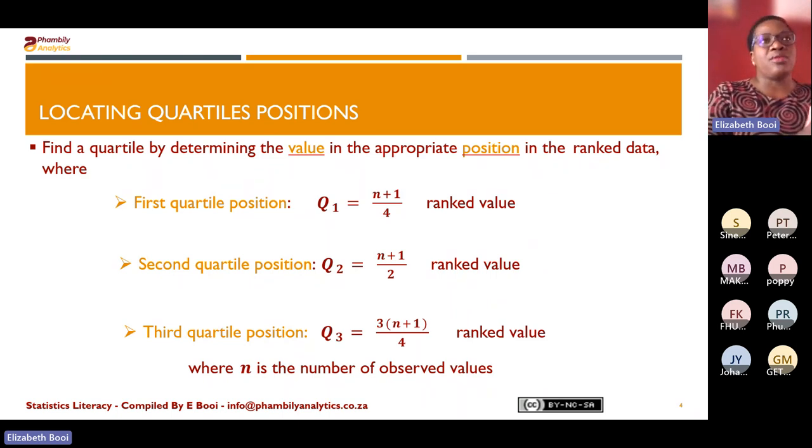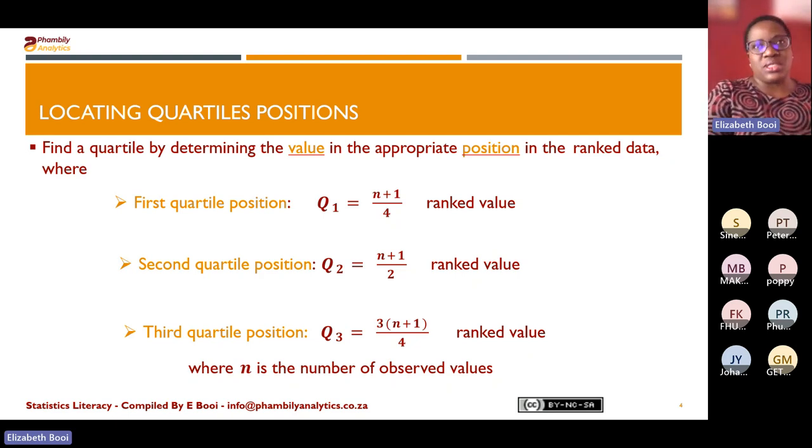To find the first quartile, we use the formula Q1 equals the number of observations, which is N plus 1, divided by 4. Remember, because we are breaking down the data into 4 parts, we're going to divide by 4. To find the second quartile position, we use the same formula as the median, Q2, which is given by N plus 1 divided by 2, because with the median you are dividing your data into 2 equal parts. So therefore, you're going to divide by 2. For the third quartile, we're going to multiply, because we're looking at the 3/4. Q3 position will be 3 times N plus 1, divided by 4.